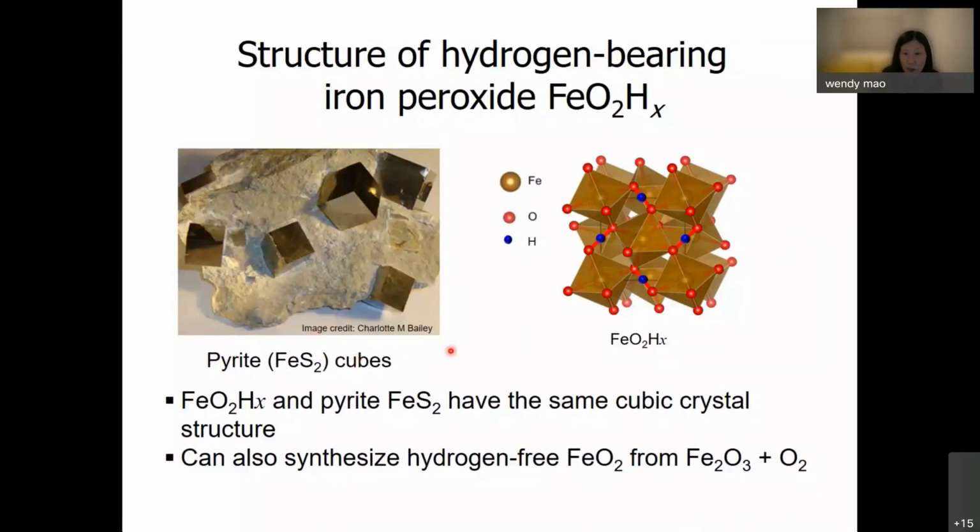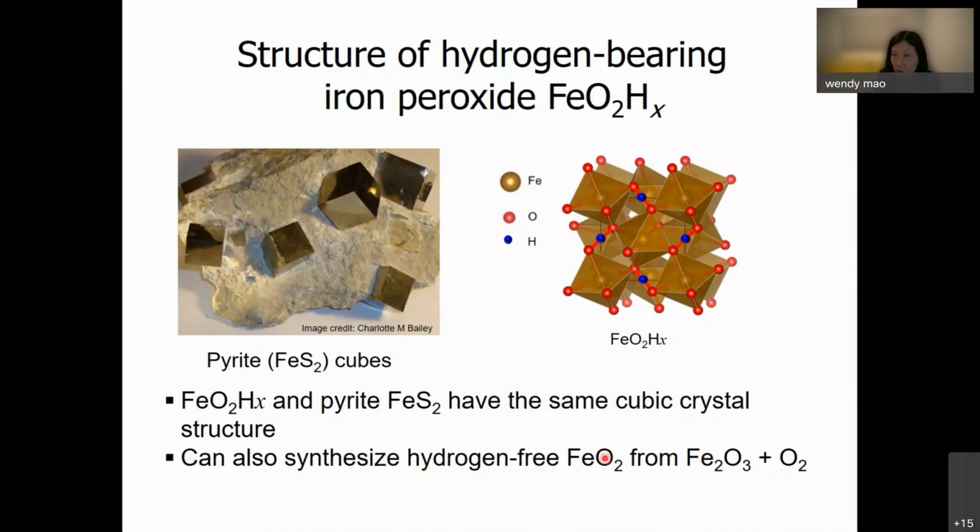You can also have variable amounts of hydrogen, where the hydrogen atoms sit between these oxygen dimers, between different iron-oxygen octahedra. One particular thing to note is that this phase is very oxygen-rich. It has an oxygen to iron ratio of 2:1. You can also synthesize a hydrogen-free version of FeO2 from other iron oxides, like hematite plus oxygen, at high pressures and temperatures.